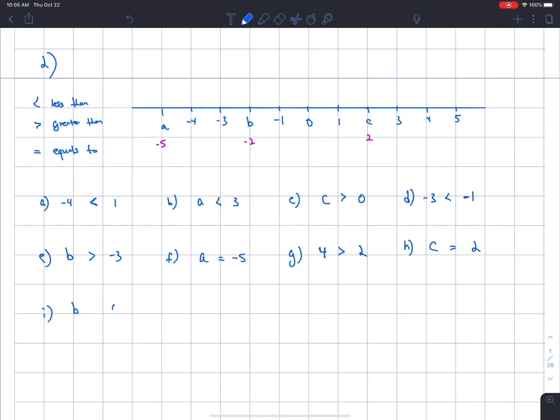I, B is something 0. So B is on the left-hand side of 0. That's why B is less than 0. J, C is something 5. C is on the left-hand side of 5, so C is less than 5. K, B is something -4. B is on the right-hand side of -4, so B is bigger than -4.